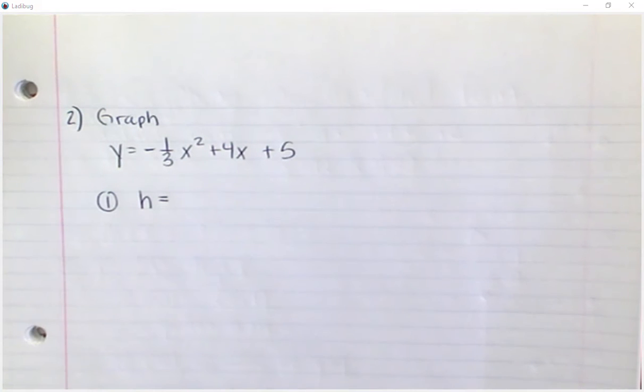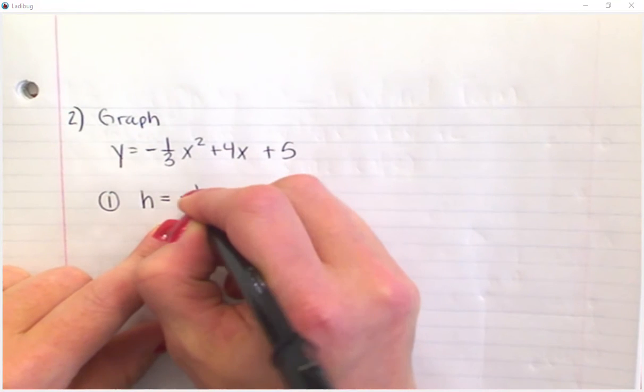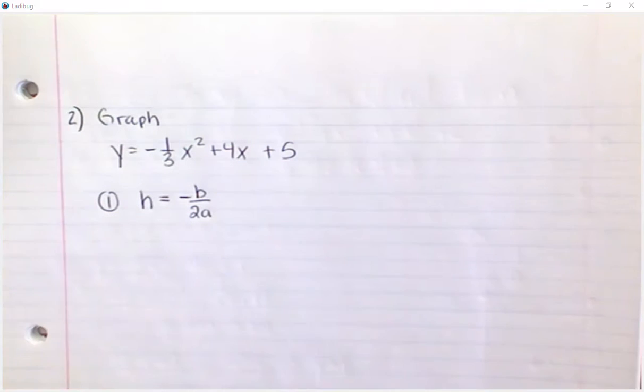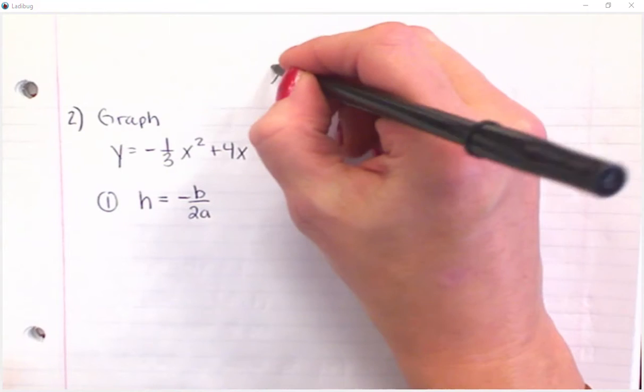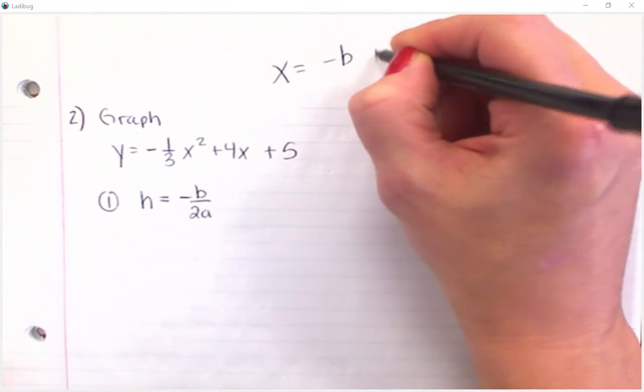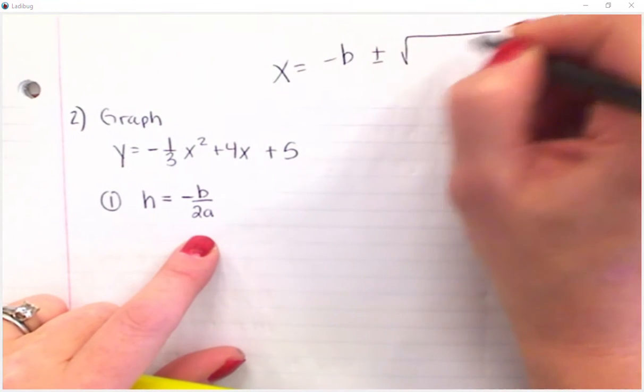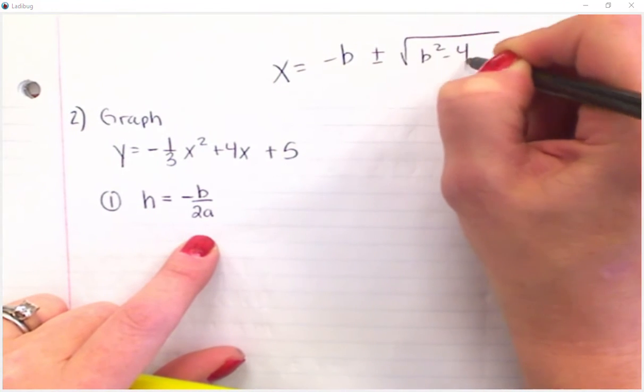starts with the h. That's the x-coordinate of the vertex. And it's a formula. It's called negative b over 2a. It's up to you which you want to memorize. Okay? But I will tell you that opposite b over 2a is not really something new.